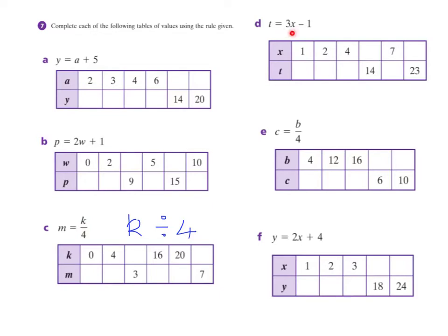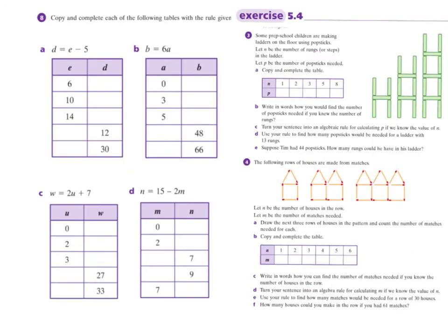So this is 3 lots of x, take 1. So we times it by 3, and then we take away 1. This one, our value of b, how many 4s? Okay, remember that's a how many. So it's the same. Remember it looks like a fraction. This is a fraction. So b, how many 4s? This one, 2 lots of x plus 4. Easy.